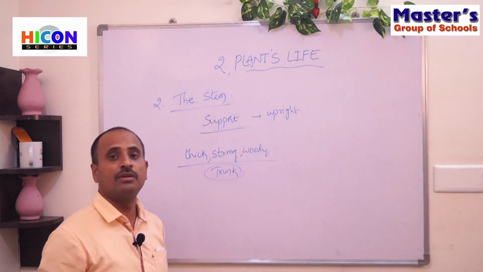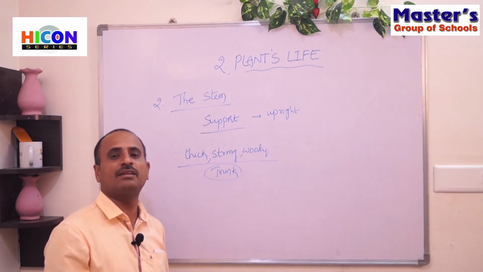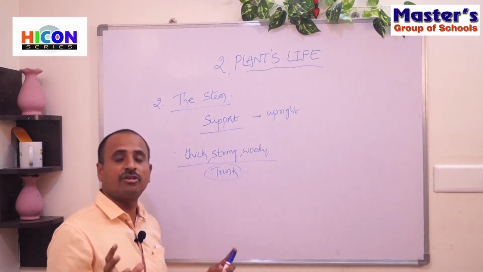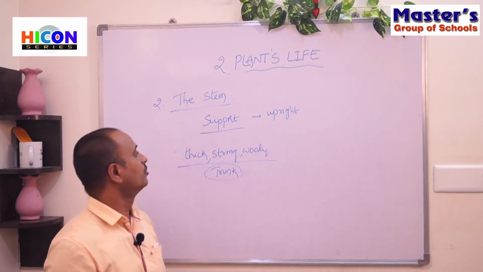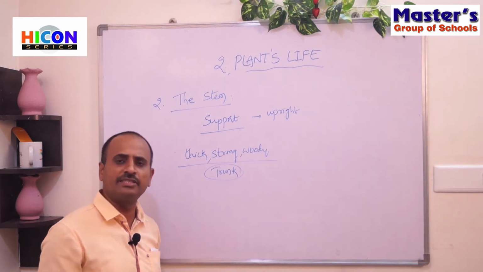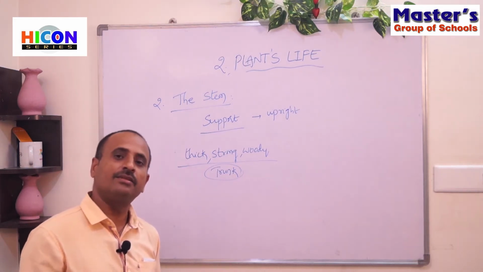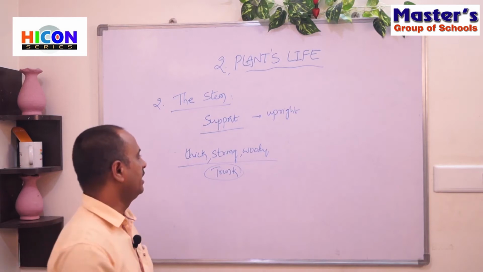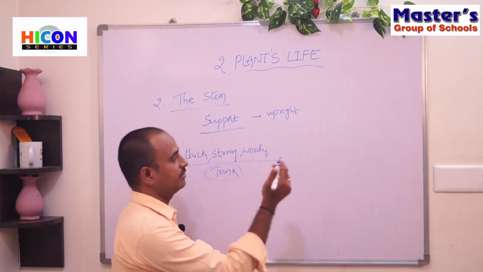For example, the stems of the banyan tree, mango tree, neem tree, etc. are thick, strong and woody. That's why their stem is called a trunk. And those trees look very big and large, and they have a lot of branches and a lot of leaves.